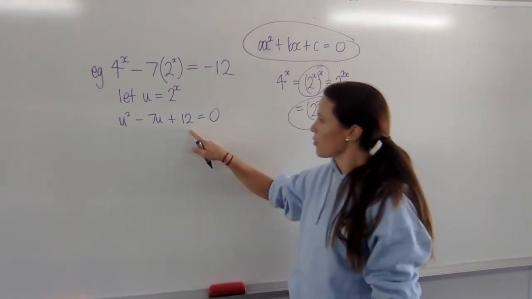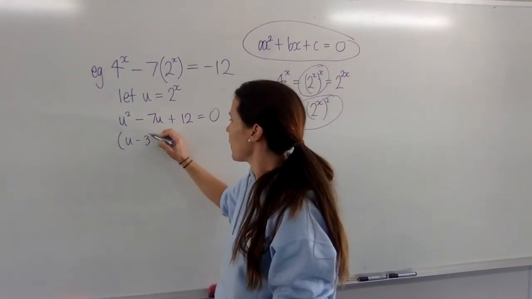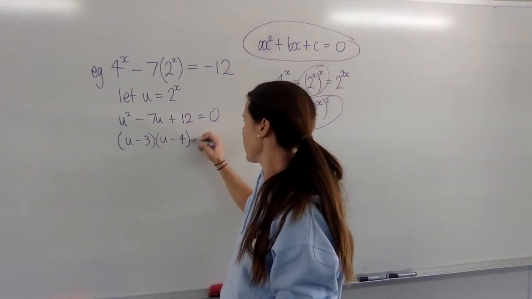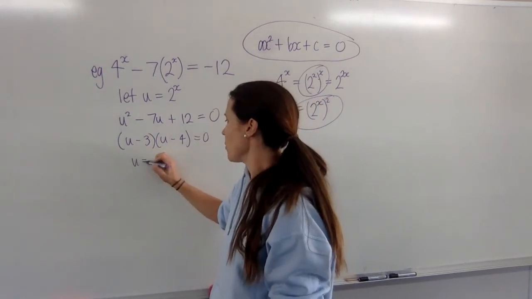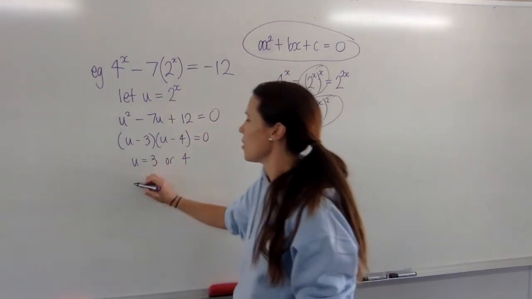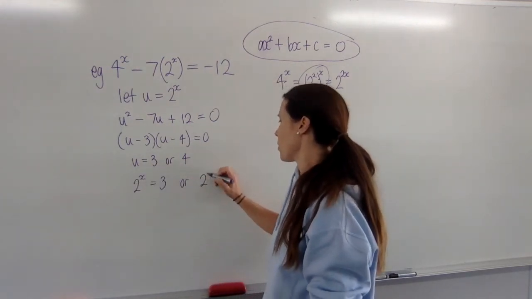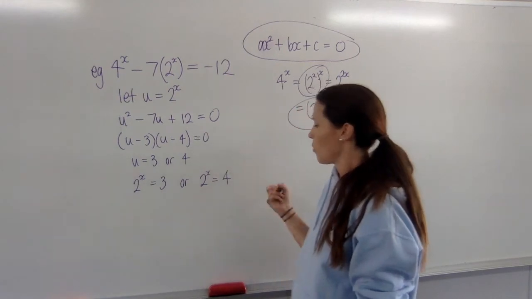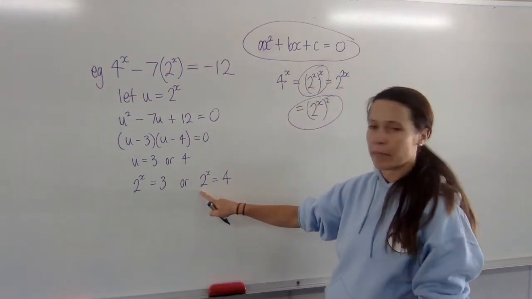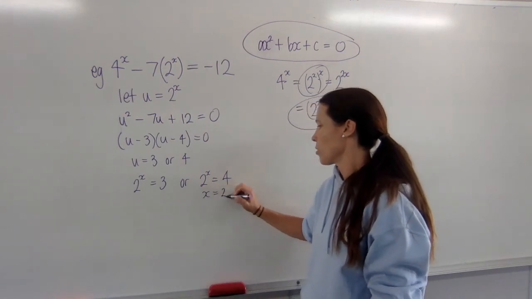I need factors of 12 that add to -7, so it's going to be -3 and -4. So that means u equals 3 or 4. But I'm not done yet. I have to solve 2 to the power of x equals 3, or 2 to the power of x equals 4. Now this one's straightforward because I know that 2 squared is 4. So in this one, x equals 2.